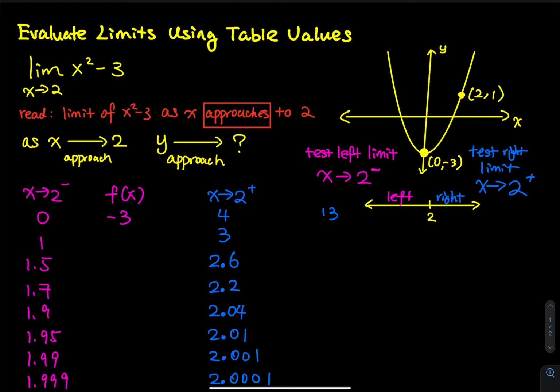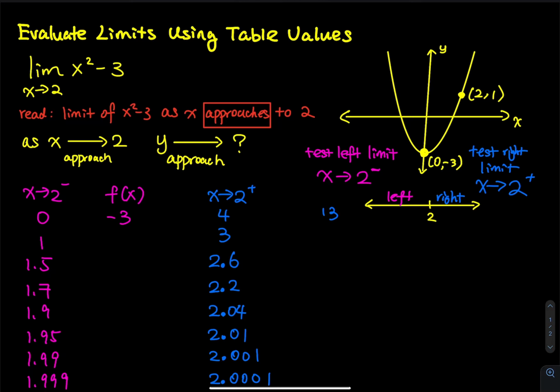Another way to write limits is using symbols. Take a look at the next line. We have x approaches 2, so we have an arrow, and the arrow means approach. As x approaches 2, the question is, what does y approach? So as x approaches 2, y approaches what value?